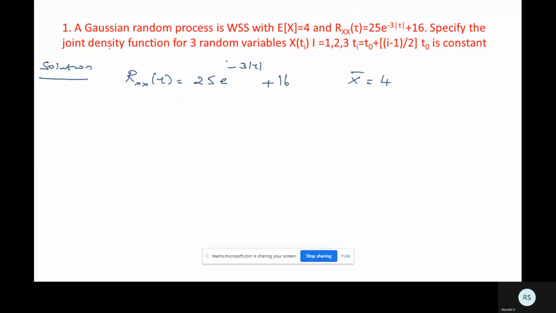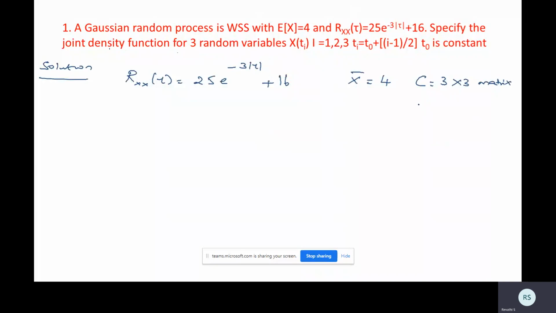So what is the size of the covariance matrix? They are asking for 3 time instances, right? 1, 2, and 3 time instances they are asking. So your covariance matrix will be a 3 cross 3 matrix.